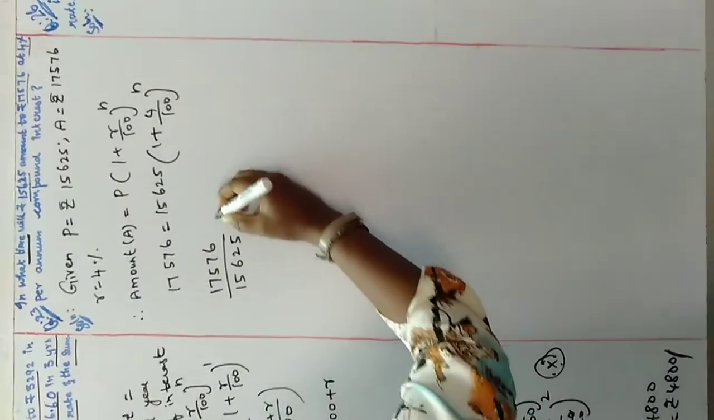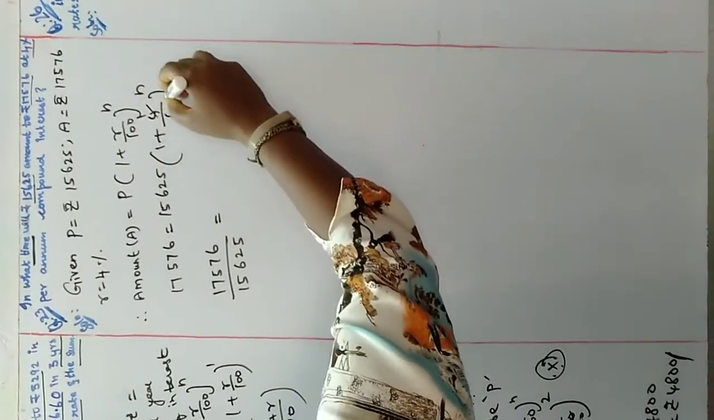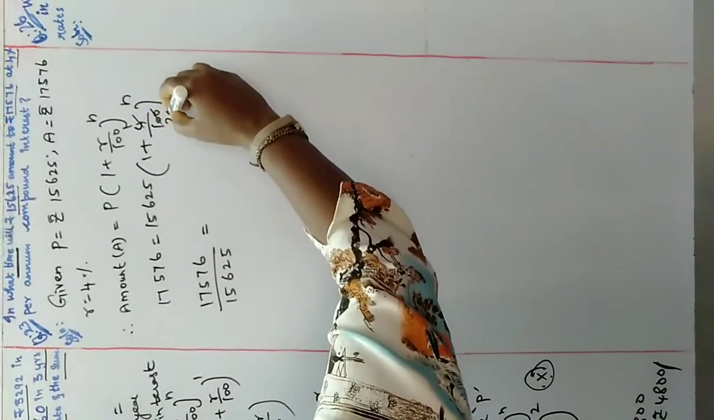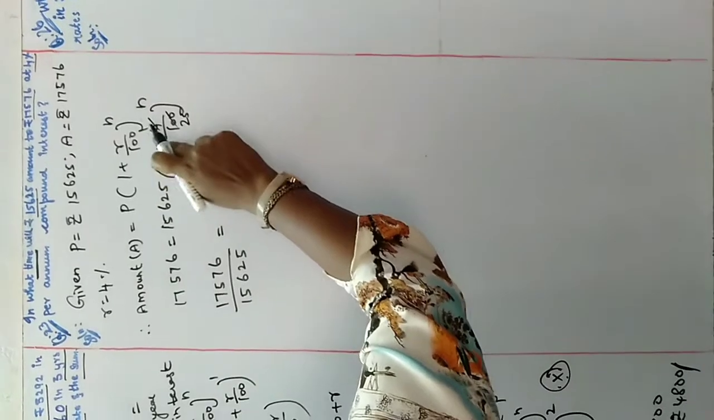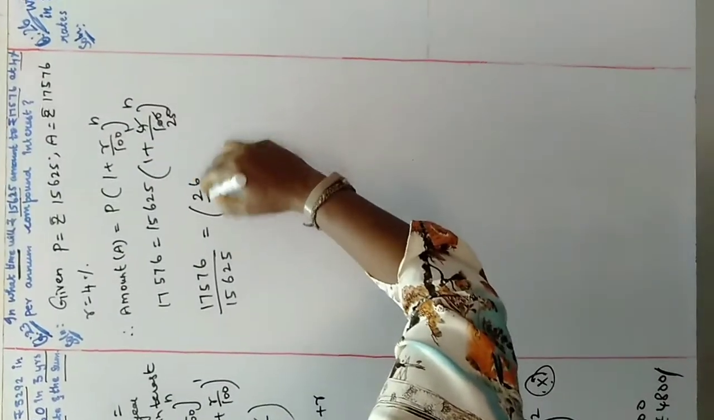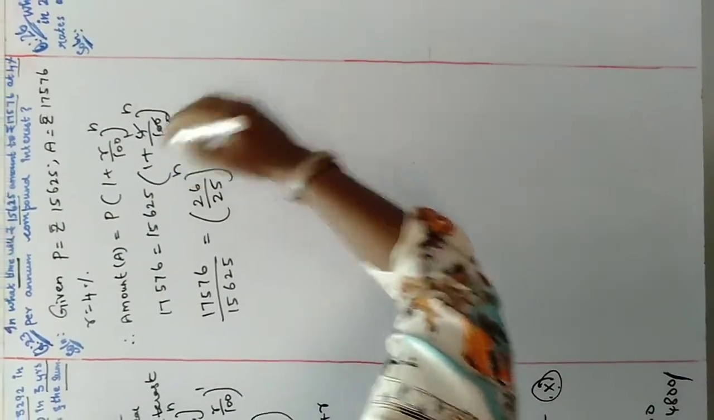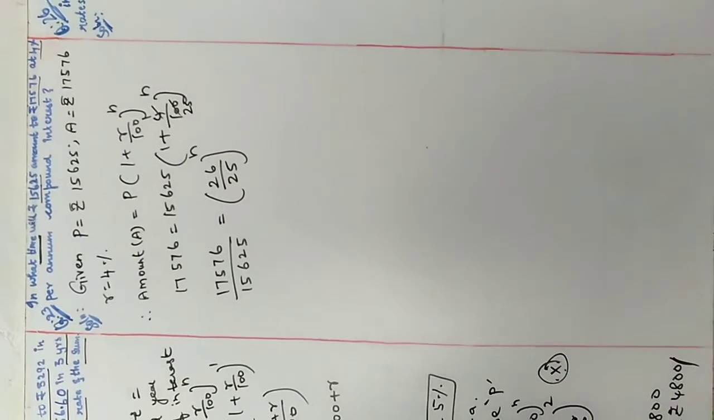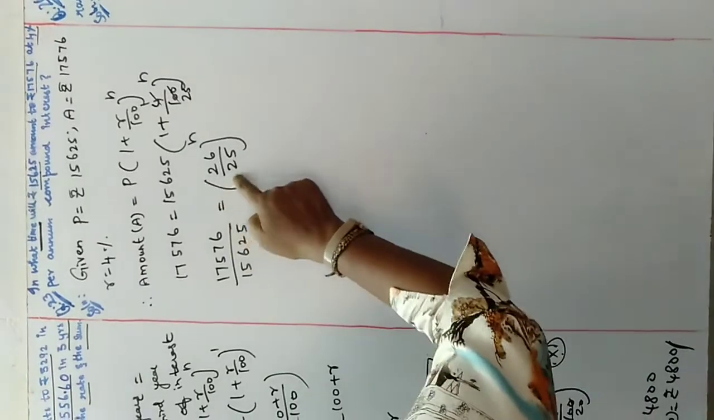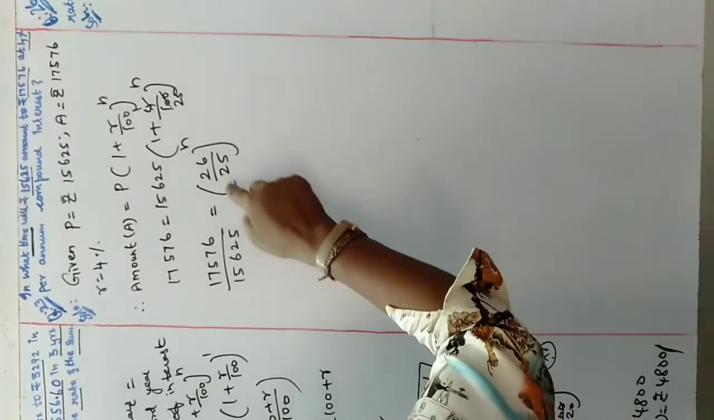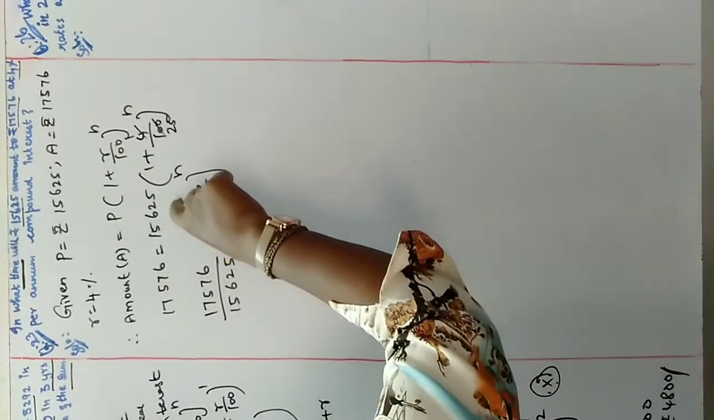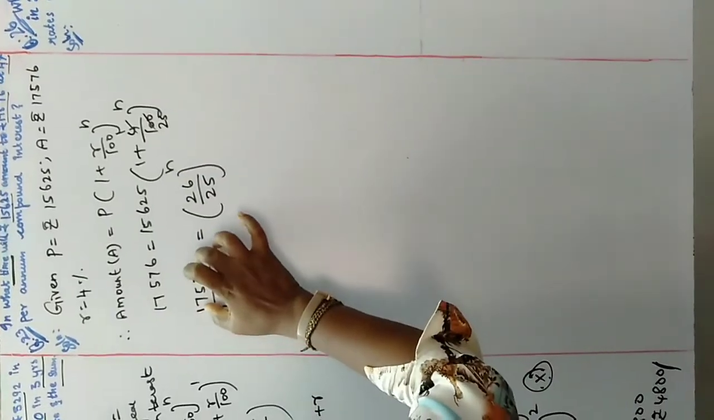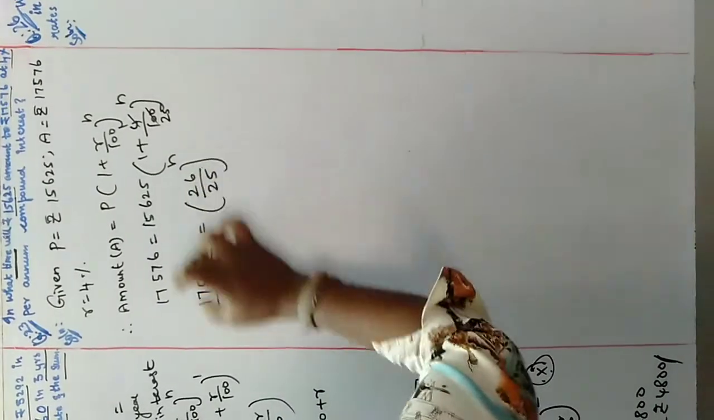15,625 to this side, the denominator, and do the calculation here: 25 times 25 into 1, 25 plus 1, 26. 26 by 25, the whole power here. Okay. Listen guys, here we must be very careful. What is the number here after doing all the calculations? The number will be related to this number.